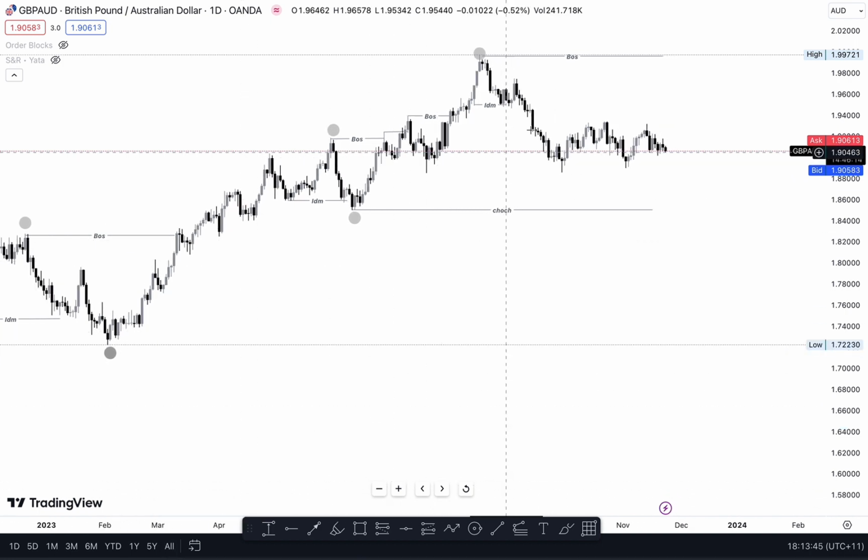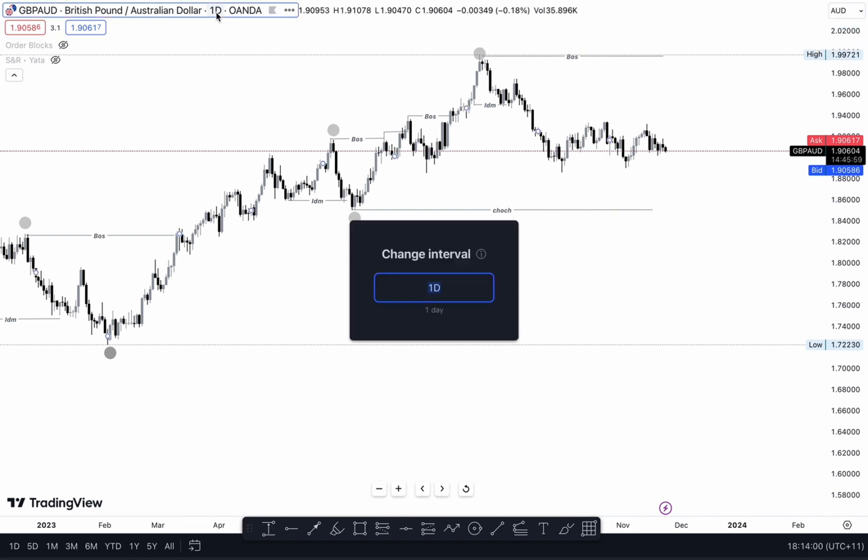Since I've mapped my structure from the daily time frame, I can see what's happening here. I can see that until price takes out this low, we have a change of character, and until price takes out this high, we would have a break of structure and I'd be anticipating more buys to the upside. I would then scale to the 15 minutes time frame, right?